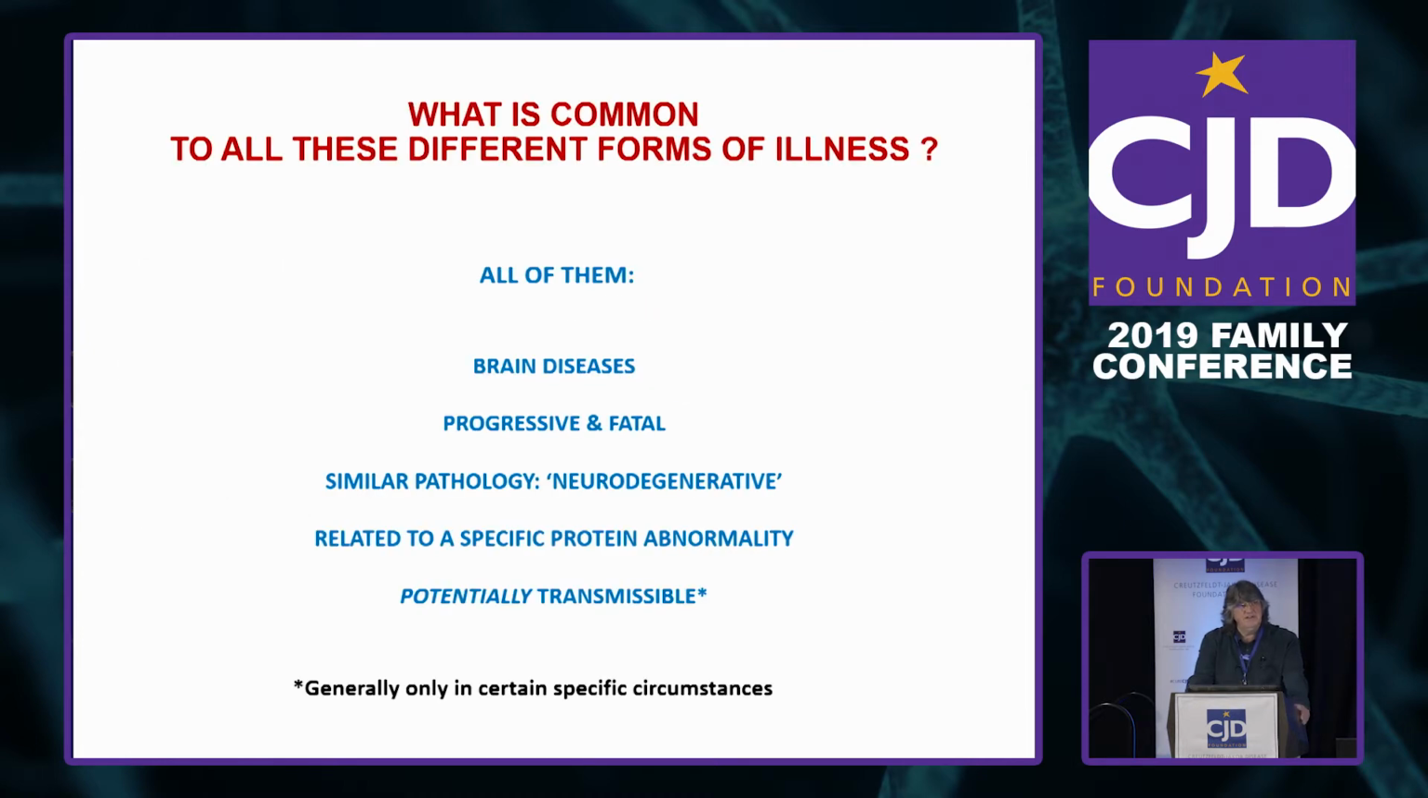So these are all very disparate diseases affecting very different kinds of creatures, including humans. So what brings them all together? Well, all of them are brain diseases. They're all progressive and currently fatal. They all have a similar neuropathology, which we call neurodegenerative, and they're all related to a specific protein abnormality. And all, or nearly all of them, are potentially transmissible. But fortunately, this transmissibility generally occurs only in certain very specific circumstances.